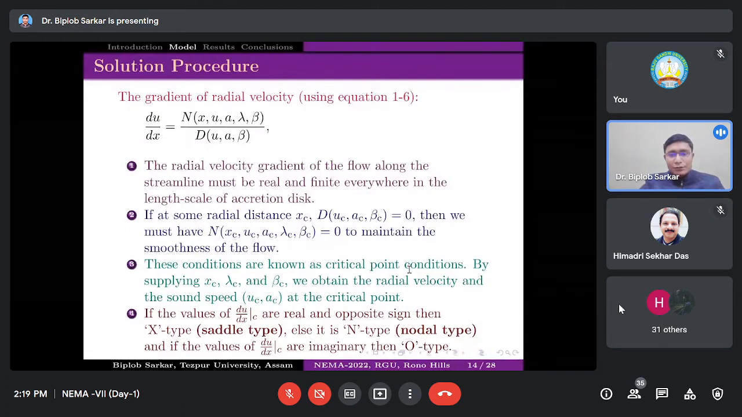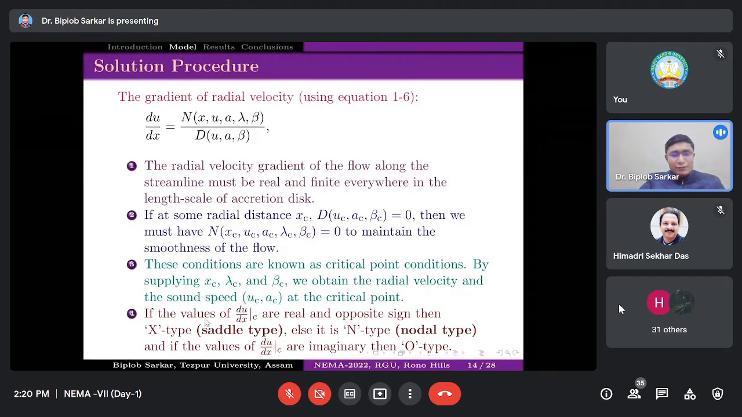So these conditions are known as the critical point conditions. By supplying the boundary conditions, suppose at the critical radius xc we supply the angular momentum lambda c and beta c, and thereby we can obtain the radial velocity and sound speed uc and ac at the critical point. So by using the equations D equal to 0 and N equal to 0, we can get the radial velocity and the sound speed uc and ac respectively at the critical point.